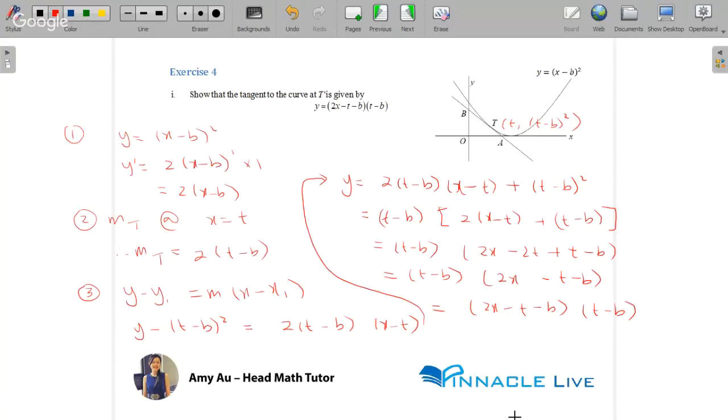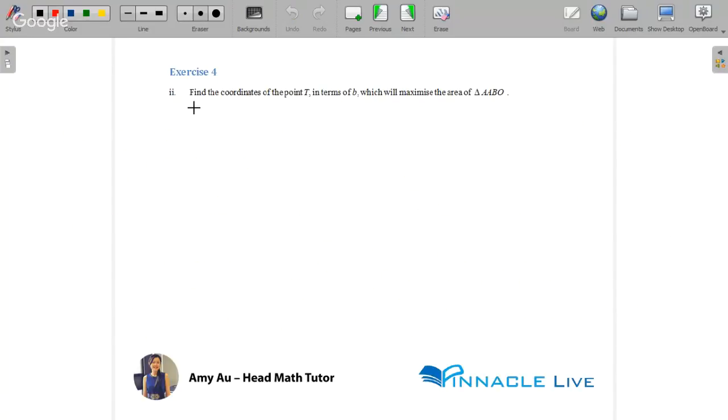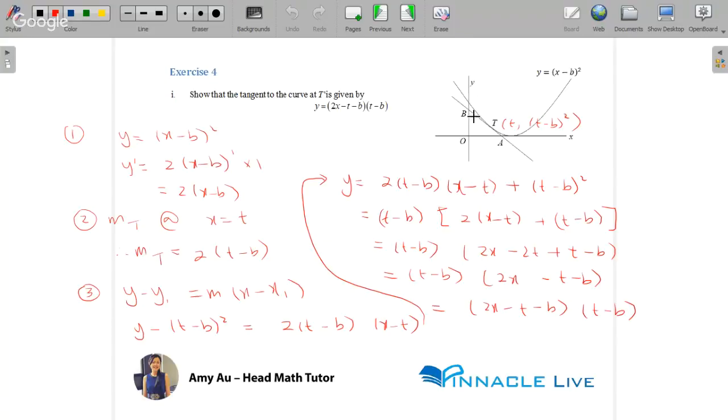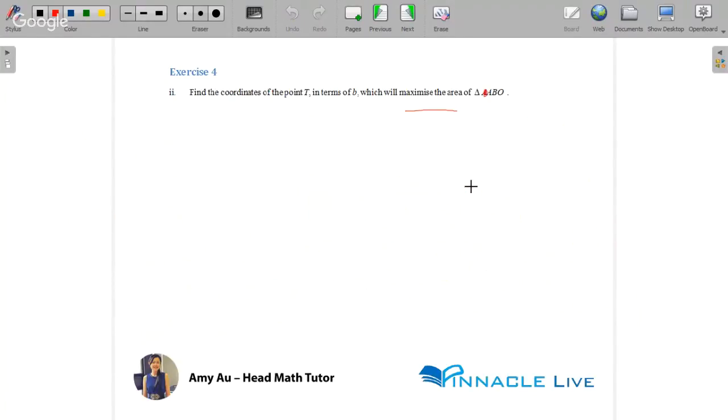Once we've got that, the next part is find the coordinates of the point T in terms of b that will maximize the area of triangle ABO. Going back to the diagram, we are trying to calculate the area. So what you're going to do is find the x and y intercepts first. Let's come back. I will just draw a mini version. We've got the equation of the tangent. We just deduced that literally minutes ago.